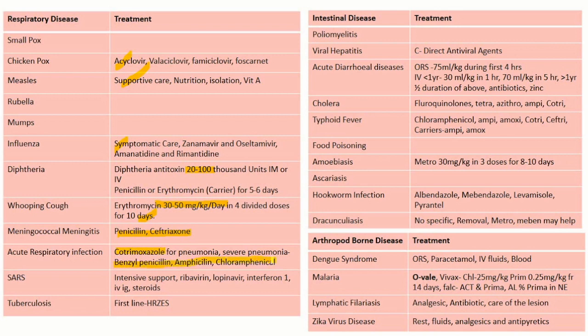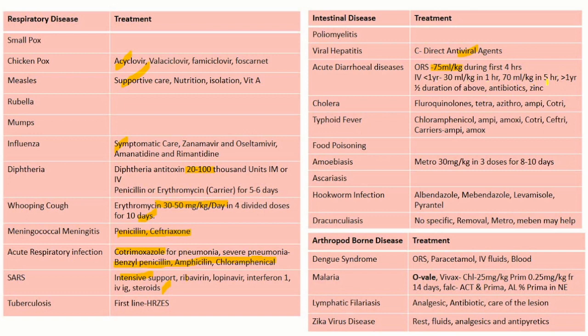SARS, intensive support should be given. Ribavirin, lopinavir, interferon, IV immunoglobulin and steroids have a role in treatment of SARS. Tuberculosis, we have first line drugs as HRZE. For viral hepatitis, only hepatitis C requires direct antiviral agents. Acute diarrheal diseases, ORS is the treatment, 75 ml per kilogram during the first 4 hours. IV, if the child is less than 1 year, 30 ml per kilogram in 1 hour and 70 ml per kilogram in 5 hours.